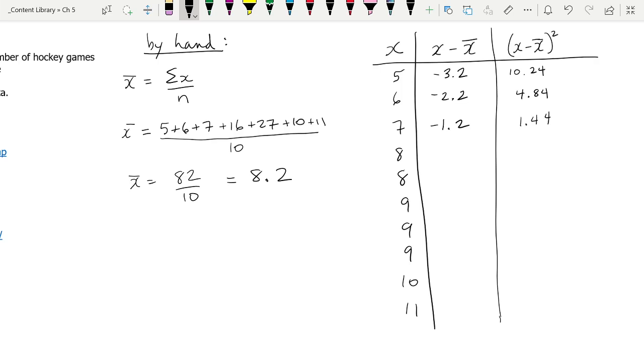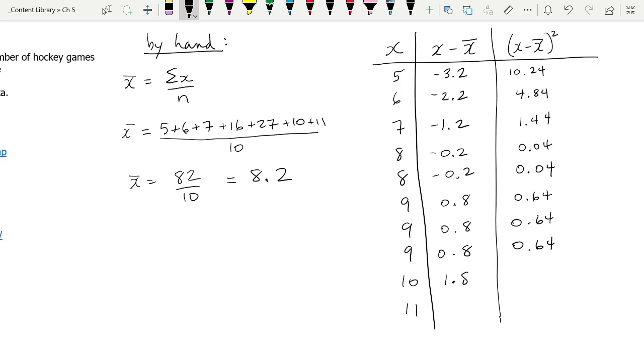What's 8 minus 8.2? Negative 0.2. And notice these next two are the same because it's the same data point twice; the 8 happens twice in the data. What's 0.2 squared? When you multiply 0.2 by itself, you get 0.04. There's a decimal there. And then 9 minus 8.2. Finally, the numbers turned positive. 0.8 squared, 8 times 8 is 64, so 0.64, and that number happens 3 times. Then 10 minus 8.2 is 1.8. 18 times 18 is 324, isn't it? I think so. So 1.8 squared is 3.24.